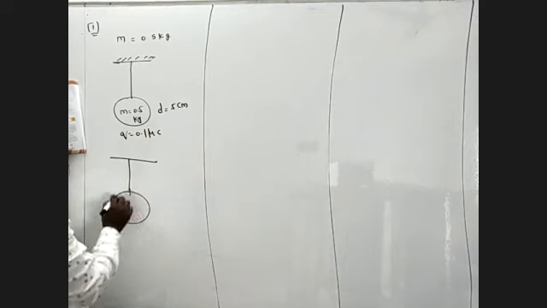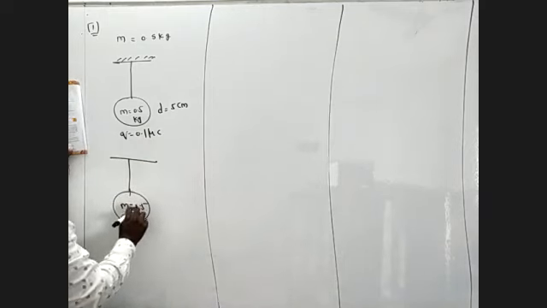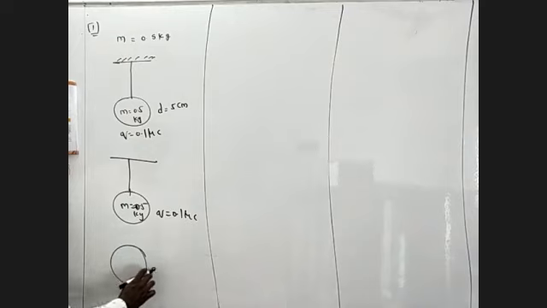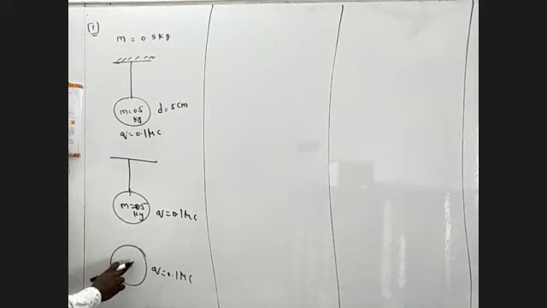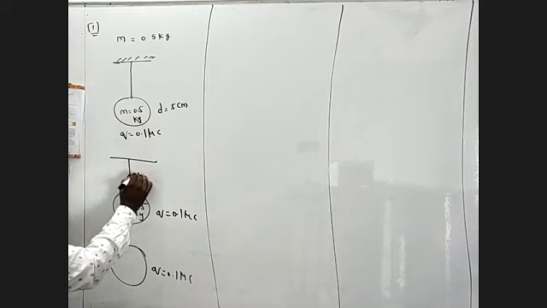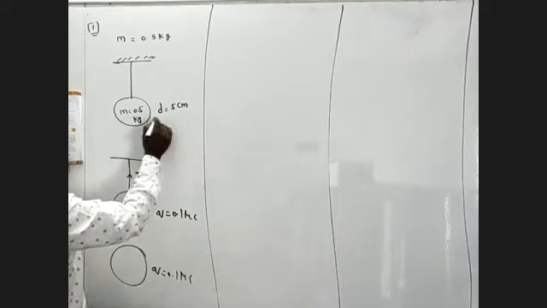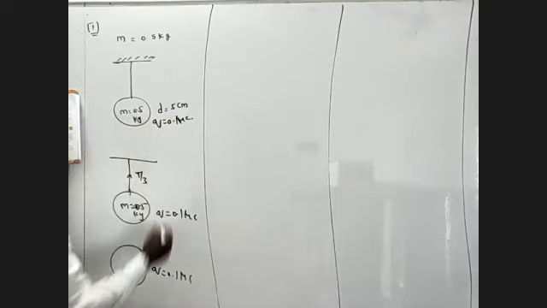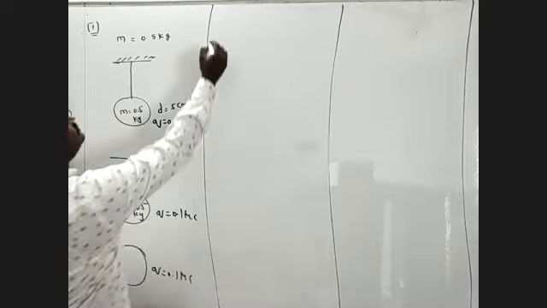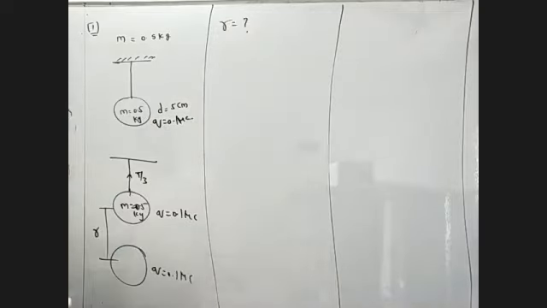Now this is the ball, M is equal to 0.5 kg, with charge Q is equal to 0.1 microcoulomb. The same charge, Q is equal to 0.1 microcoulomb, is brought below it. And this tension is T by 3. Now what we have to find out is the distance between the two charges.